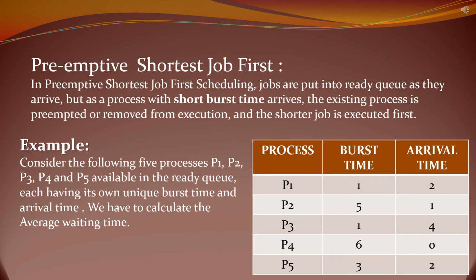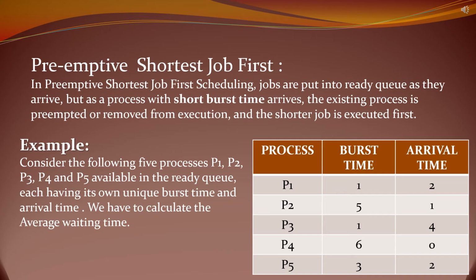Now we will discuss about preemptive shortest job first. In preemptive shortest job first scheduling, jobs are put into ready queue as they arrive. But as a process with short burst time arrives, the existing process is preempted or removed from execution, and the shortest or shorter job is executed first.